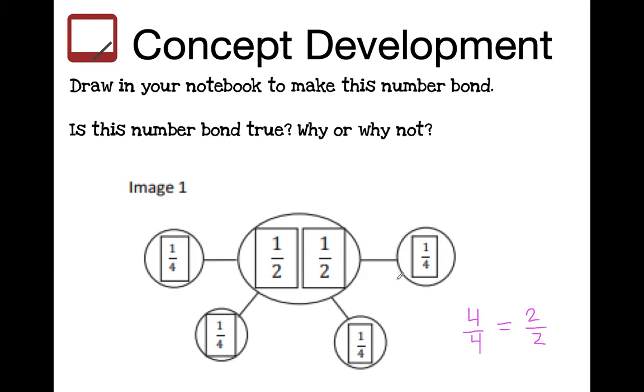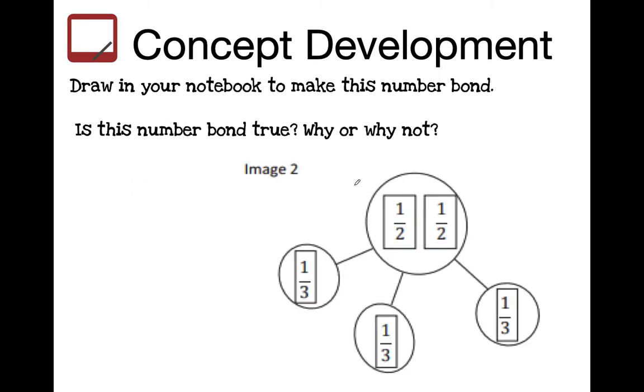So if you said that the number bond is true, go ahead and make sure you write down an explanation as to why you think it is true. But if you disagree with me, go ahead and write down why you think it's not true. You may even draw a number line to show your example if you'd like. Now let's try another one. Draw in your notebook to make this number bond. Is this number bond true? Why or why not?